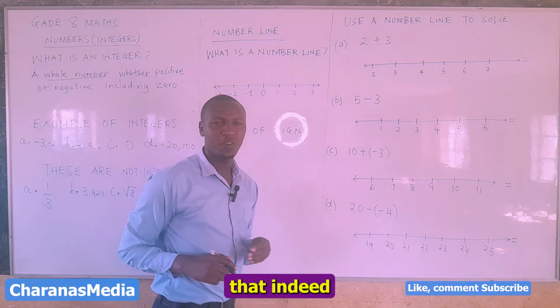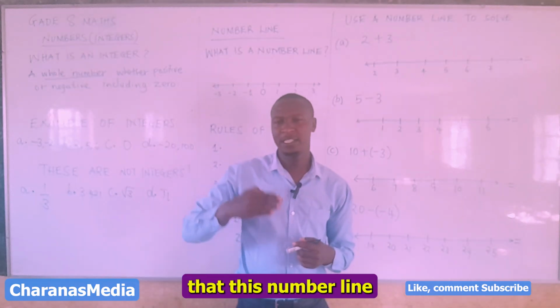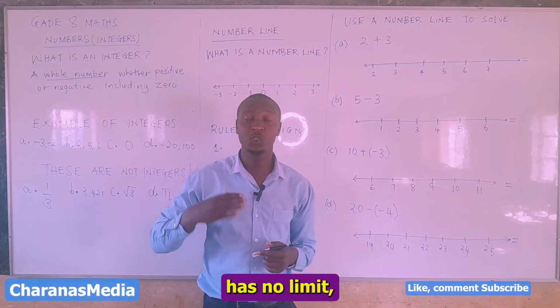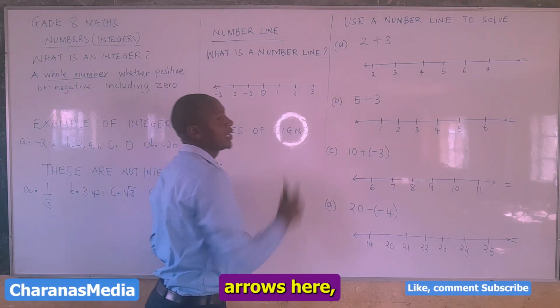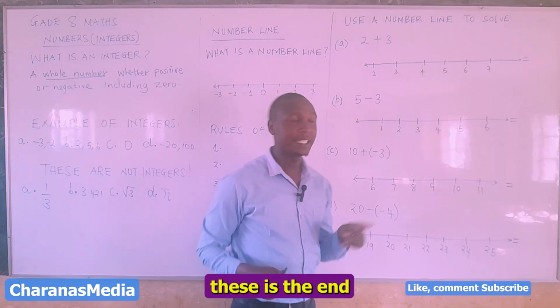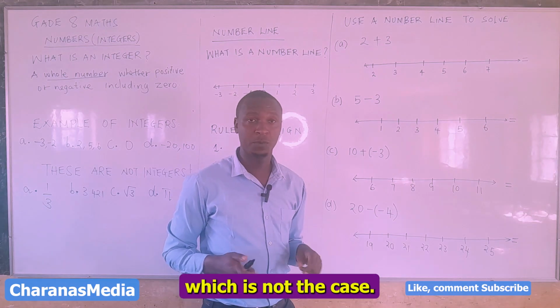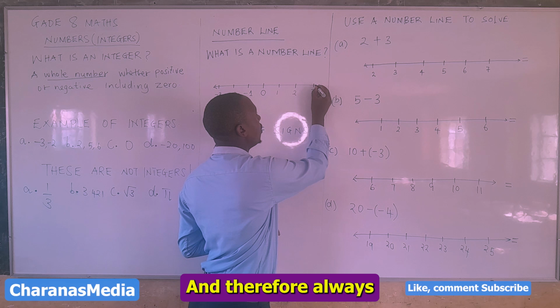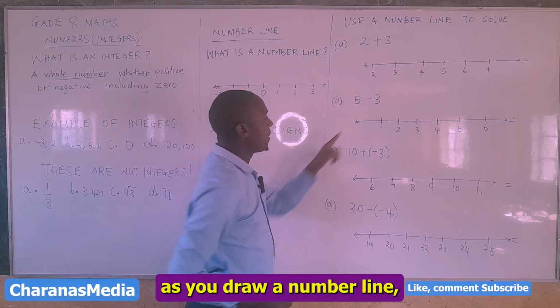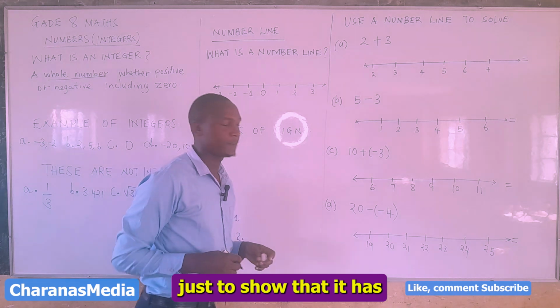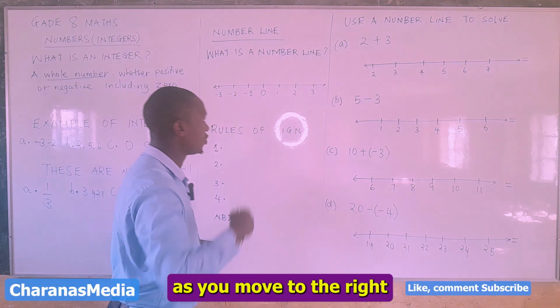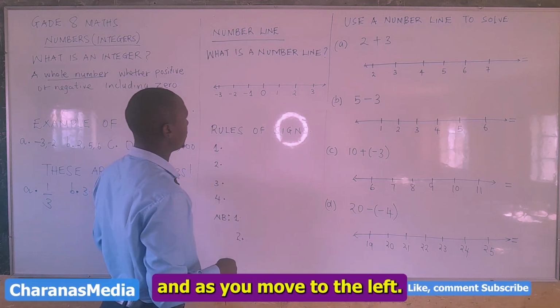Now, for you to show that indeed this number line has no limit, you have to use the arrows. So if you don't use arrows here, then you're telling us that this is the end of your number line, which is not the case. And therefore, always as you draw a number line, make sure that it has arrows at the end, just to show that it has unlimited numbers as you move to the right and as you move to the left.